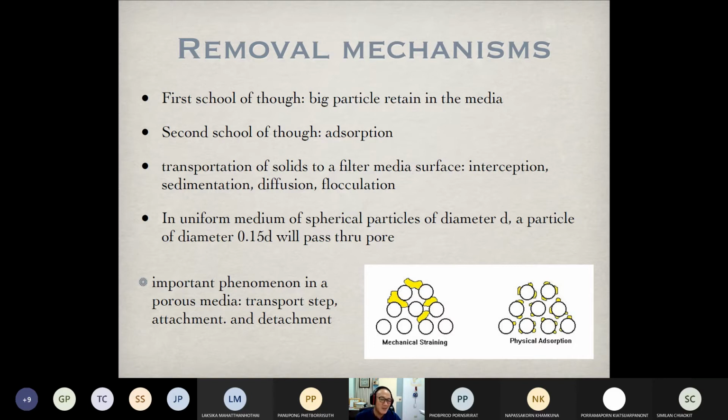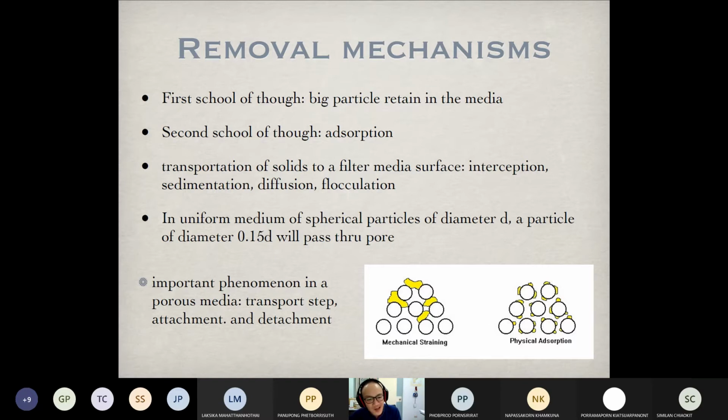But here we are talking about adsorption. Adsorb only refers to the particles just getting onto the surface, sticking onto the surface like this, and not getting inside the media. This is the picture describing how adsorption occurs. So there are several processes that can occur inside the filter media, not just big particles being retained in the media.